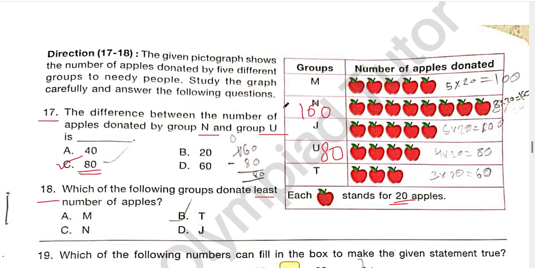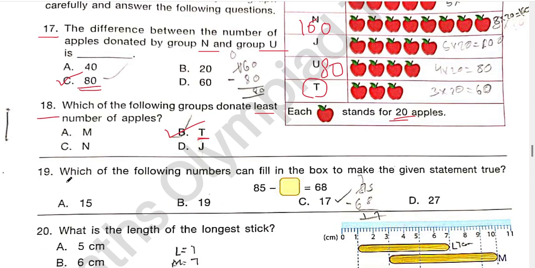So the group that has the least number of pictures of apples in front of it, we will select this. Group T here has only 3 pictures, which is the least here. So group T donated the least number of apples, which is here in option B. We should select option B.